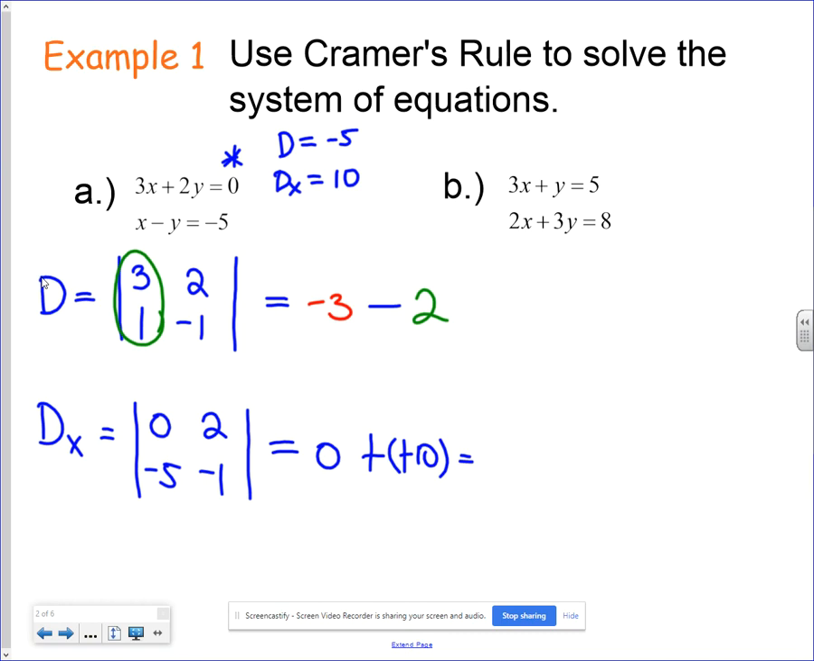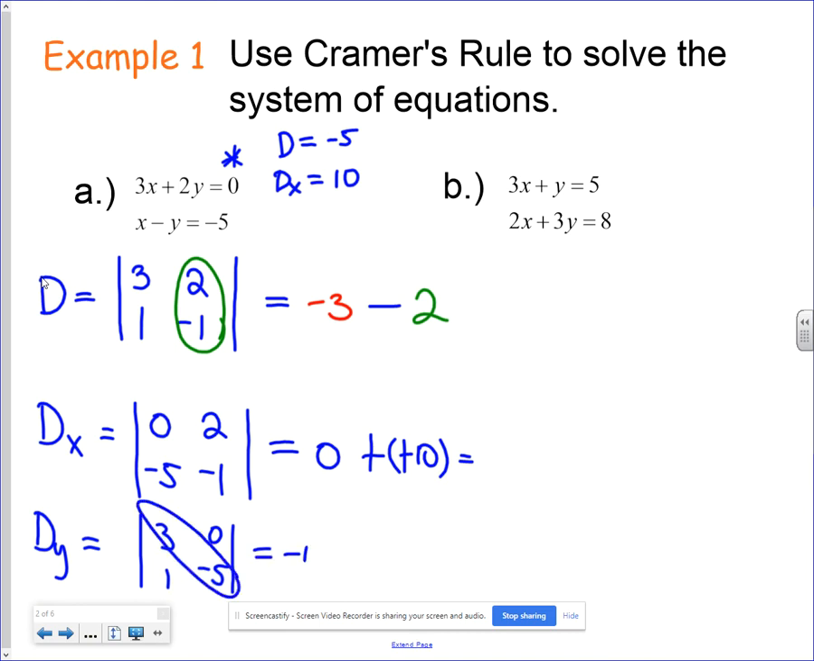And then last, we need to find D sub y, D of y. This time, instead of replacing the x coefficients, I replace the y coefficients. So I'm going to replace the 2 and the -1 with 0 and -5. The x coefficients stay the same. So we'll go 3 times -5 is -15, minus 0 times 1, which is 0, which is -15. So D of y is -15.